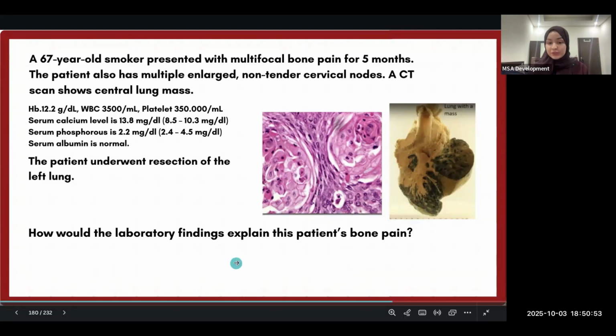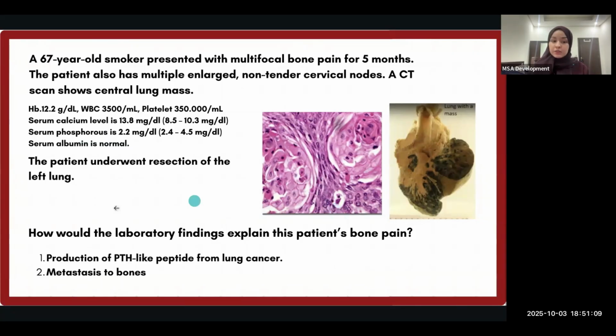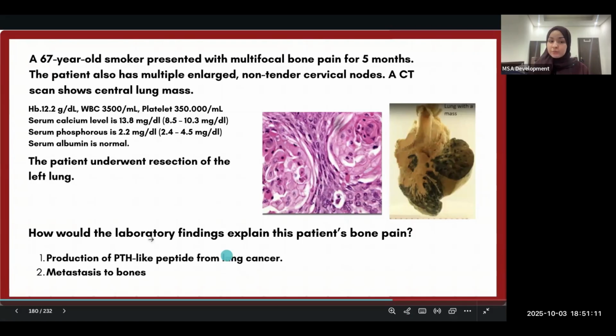Now, how would the laboratory findings explain the patient's bone pain? Now, I explained this to you earlier, how if you have a high serum calcium and a low phosphorus, this is basically the action of PTH. Now, PTH, why would it be increased here? As a paraneoplastic syndrome, where the lung cancer produces PTH-related protein. It can also be from metastasis to the bones that causes bone pain.